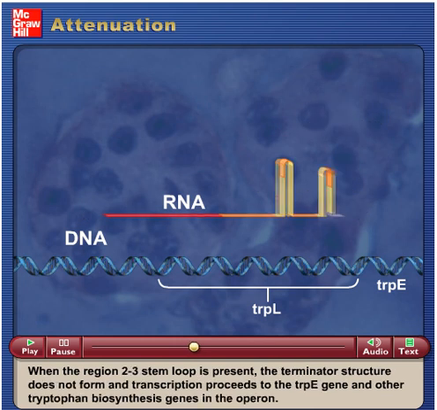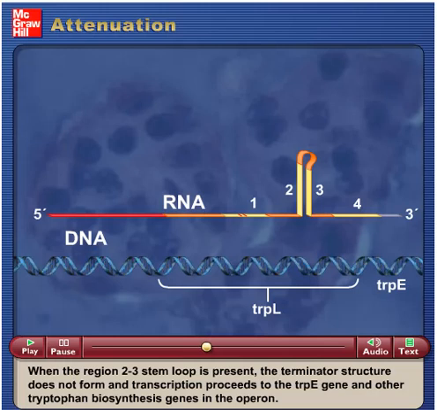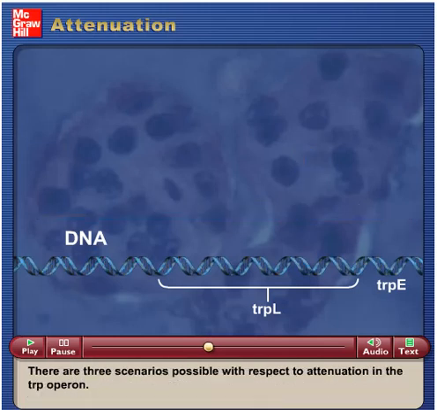When the region 2-3 stem loop is present, the terminator structure does not form, and transcription proceeds to the TrpE gene and other tryptophan biosynthesis genes in the operon. There are three scenarios possible with respect to attenuation in the trp operon.